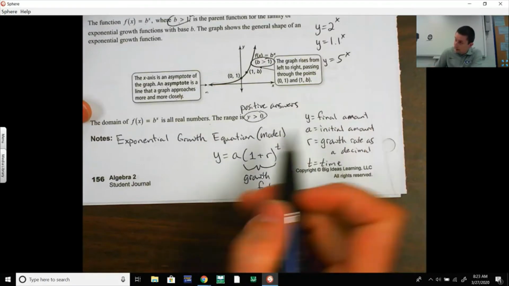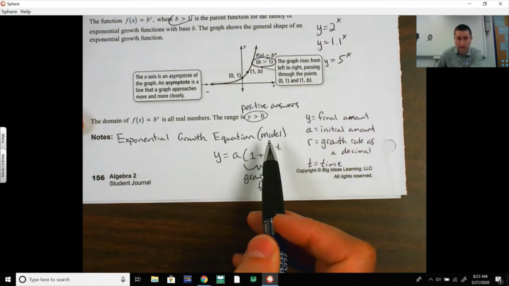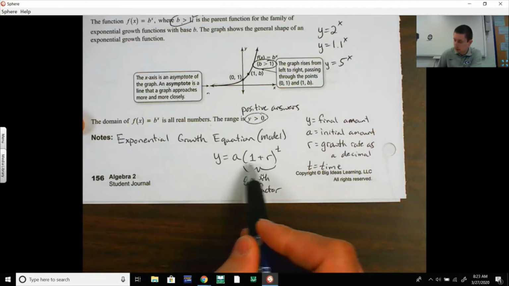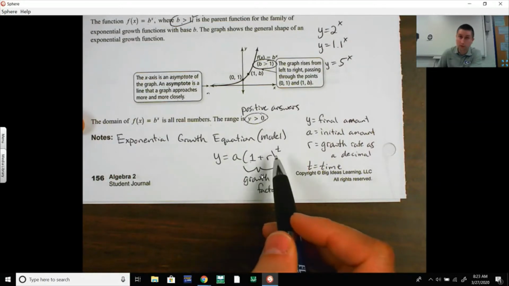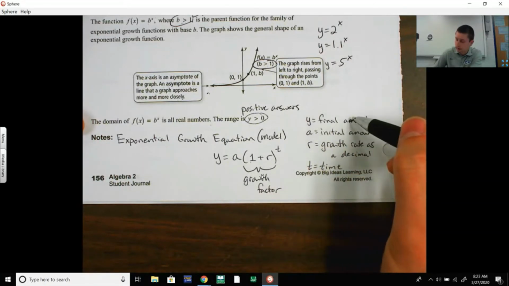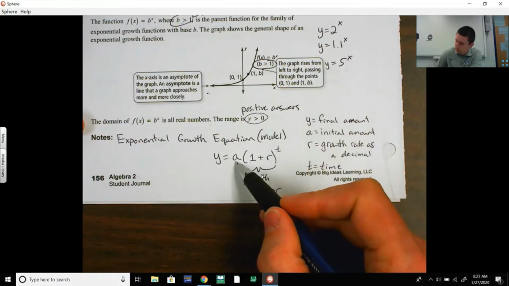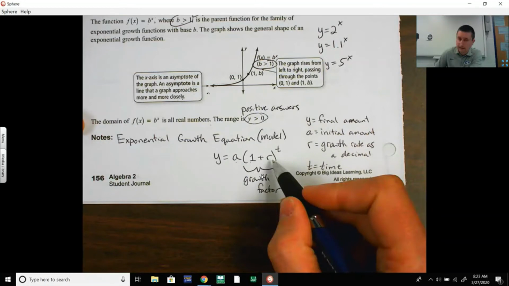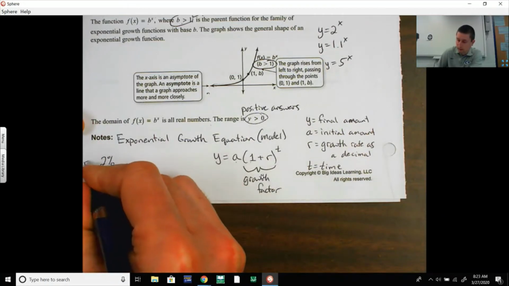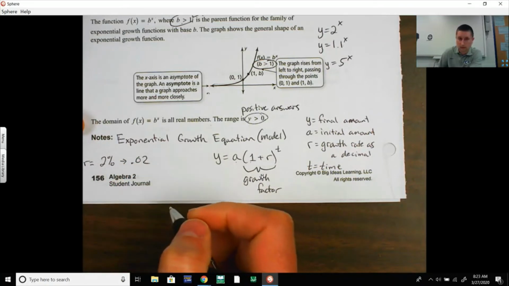The other thing is an exponential growth equation, which is a model. So if they're talking about modeling things, you need an exponential growth equation. That is this one. Y equals a times 1 plus r to the t. We saw this in Algebra 1. Y is the final amount of what you're having. A is the initial amount. So if you start with $500, you'd put 500 there. R is your growth rate as a decimal. So remember, if you have 2% growth rate, if R equals 2%, you're going to use 0.02.